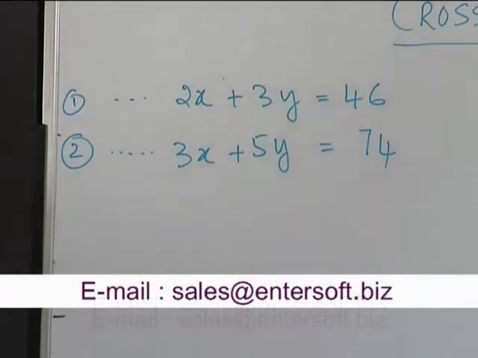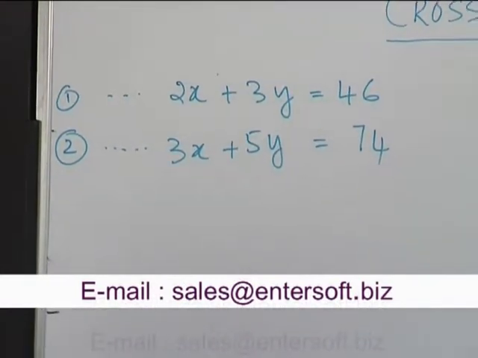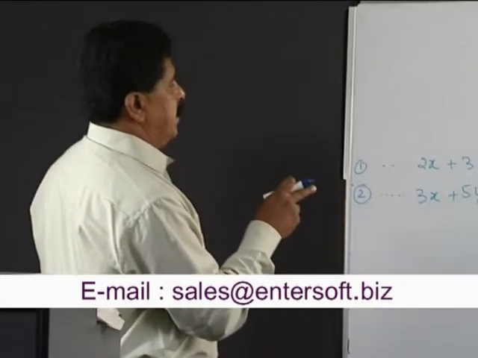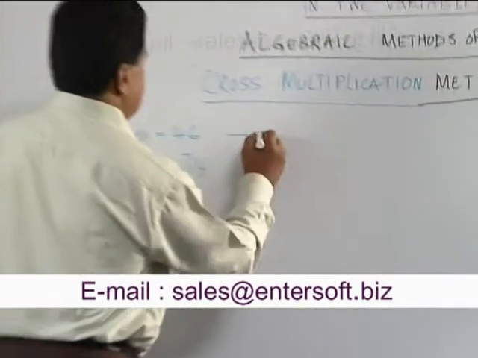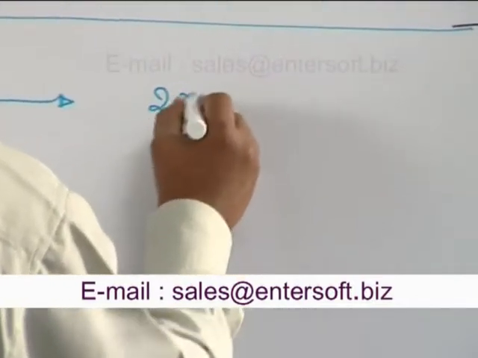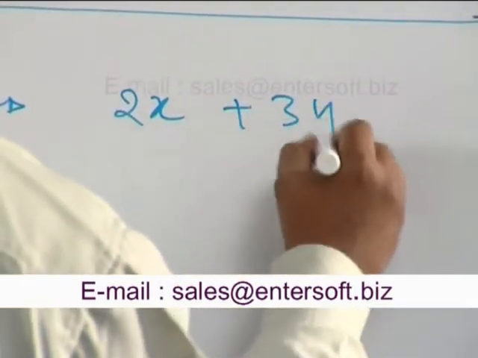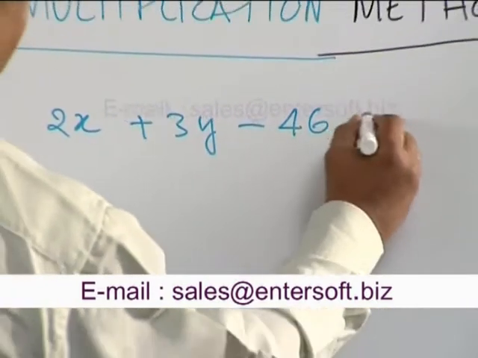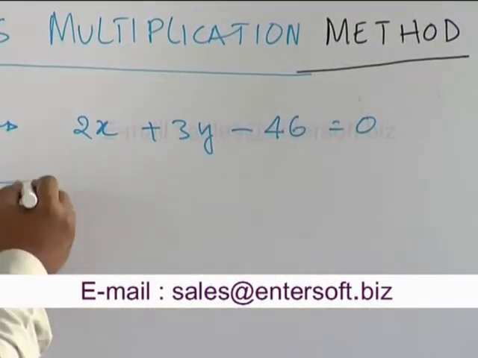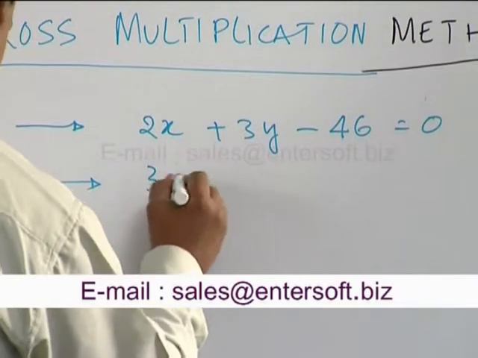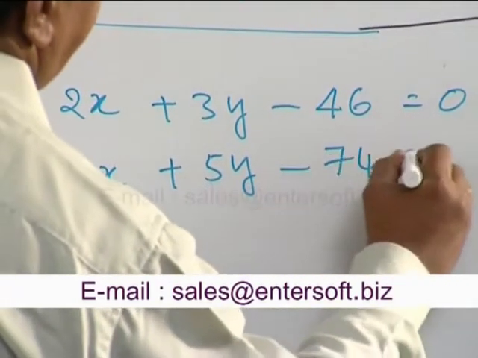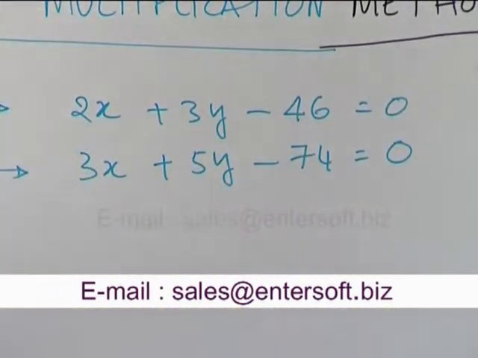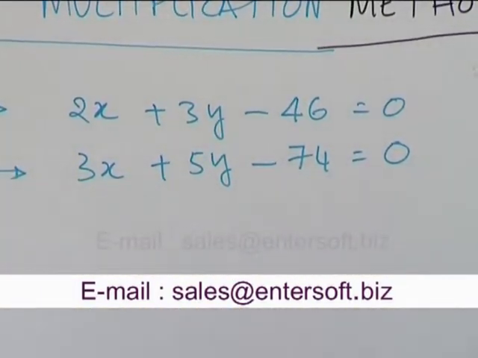Now in this method, when an equation is given like this, the first thing that you are supposed to do is convert it to an equation form in this manner. So this is same as 2x plus 3y minus 46 is equal to 0, and I can rewrite this as 3x plus 5y minus 74 is equal to 0. So I have transformed them in this.